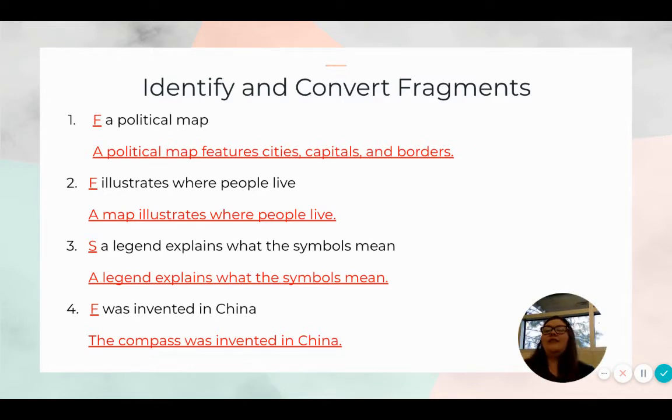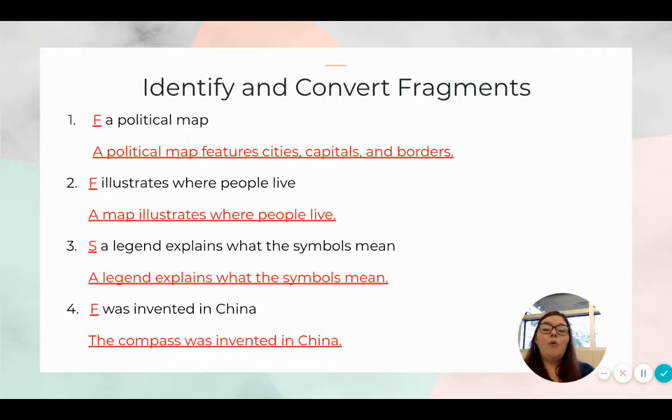So after I've taught my students about identifying and converting sentence fragments, this might be a sample activity that I give them to check for their understanding. Let's say I was a social studies teacher and I'd been going over political maps with my students. I wanted to check to see what they understood about those political maps. So I would provide them with these sentences and sentence fragments, and I would have them tell me first whether it's a fragment or a sentence, and then I would want them to write it correctly.